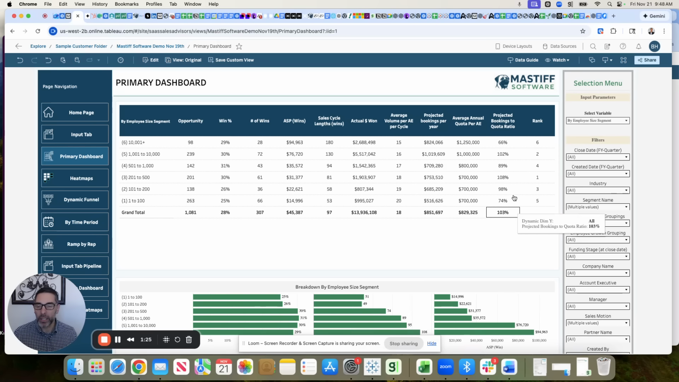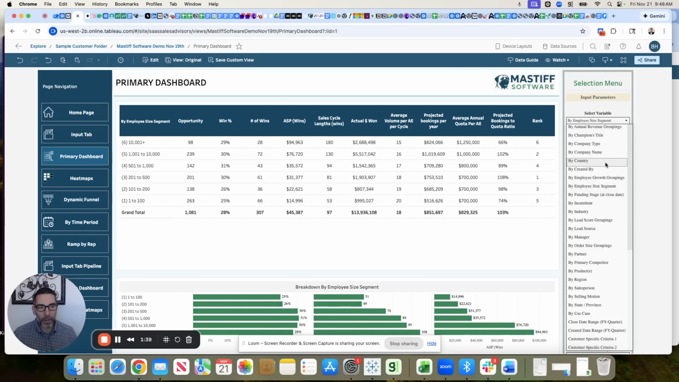So many times we'll see something like this. This business is performing well overall, just over 100%, but there are some segments where they're performing significantly better or worse than that average. So again, this is just by employee size segment. We have more than 20 out-of-the-box variables.